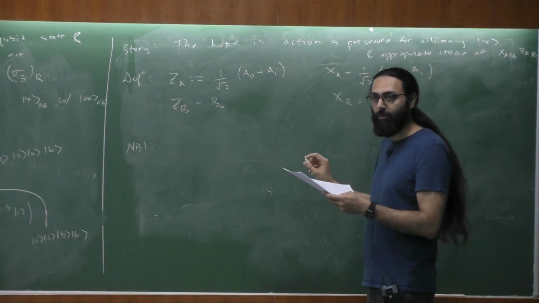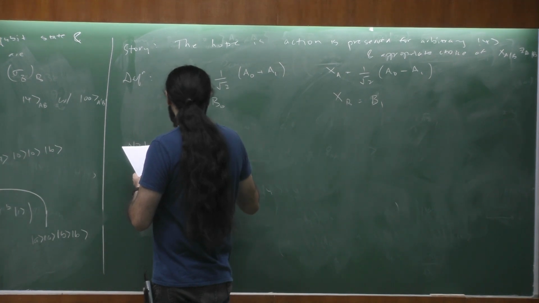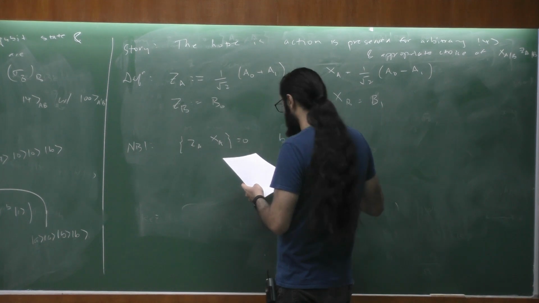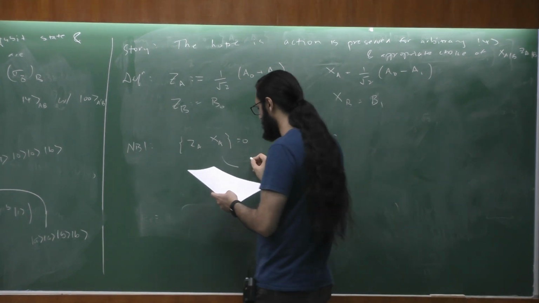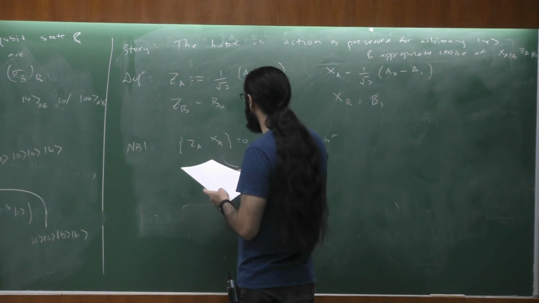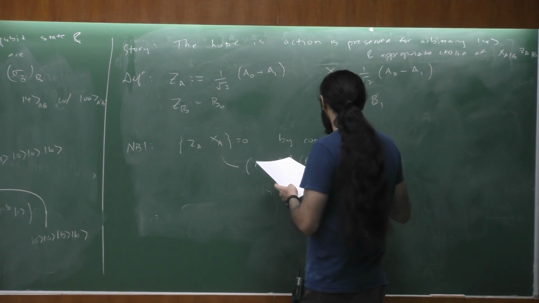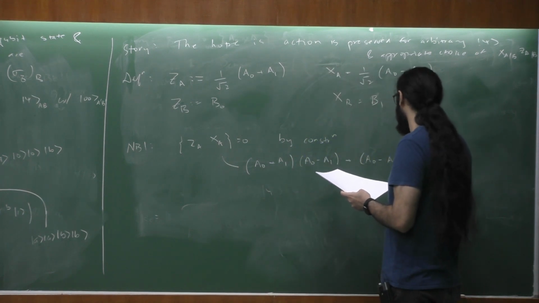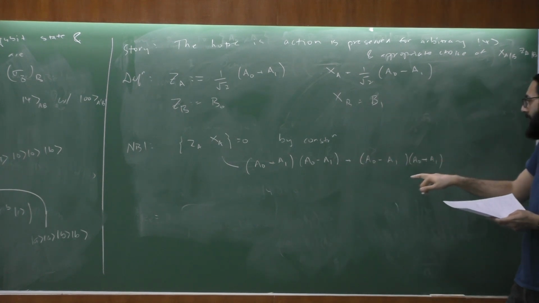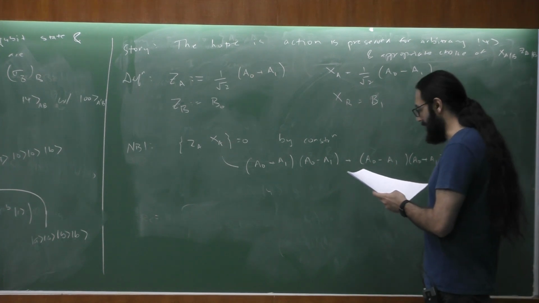Is everything good? Okay. So now ZAXA is 0. This is essentially by construction. The reason is that you just expand it. So you put ZA as A0 plus A1, XA is A0 minus A1, plus the other way, A0 minus A1, A0 plus A1. But this is very similar to the expression we saw, that it squares and the opposite indices end up with opposite signs, so it vanishes. So this thing is 0.